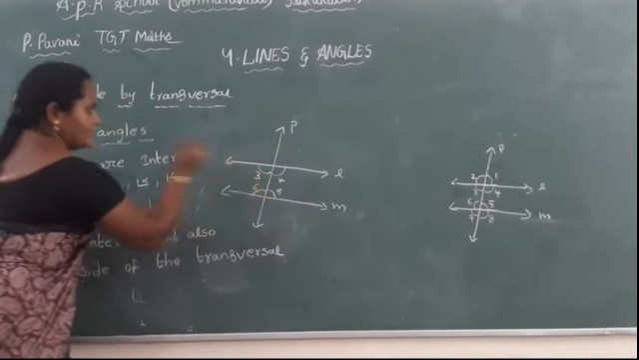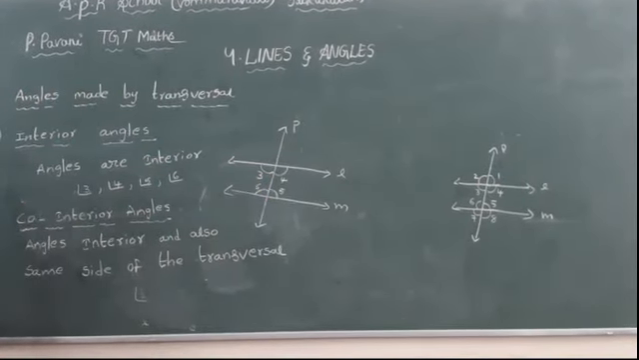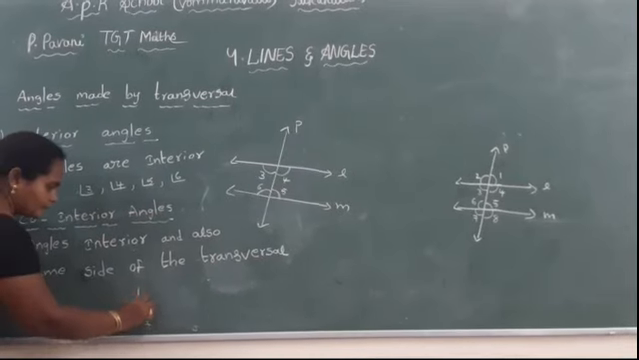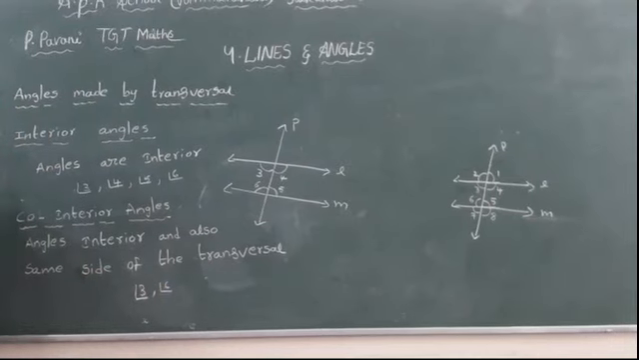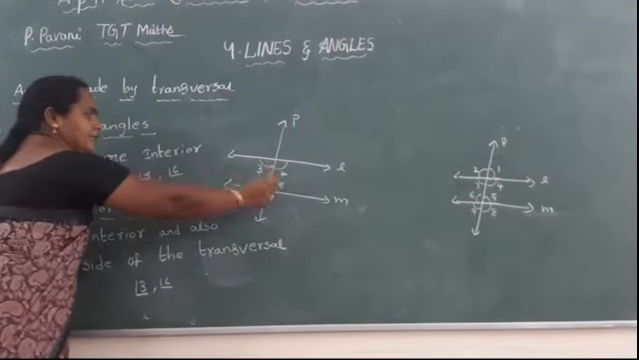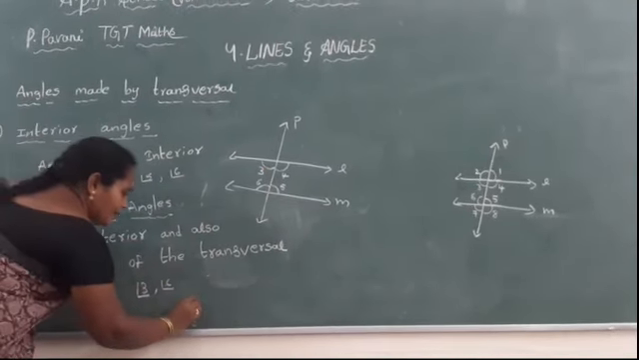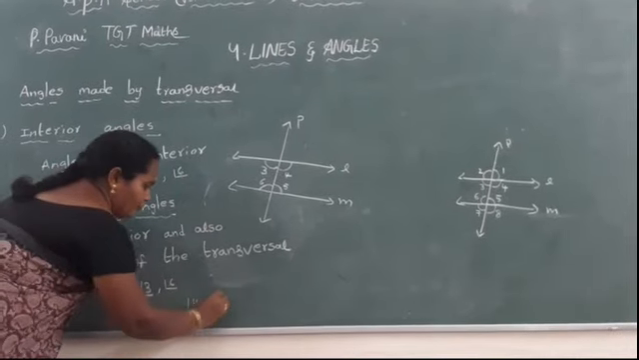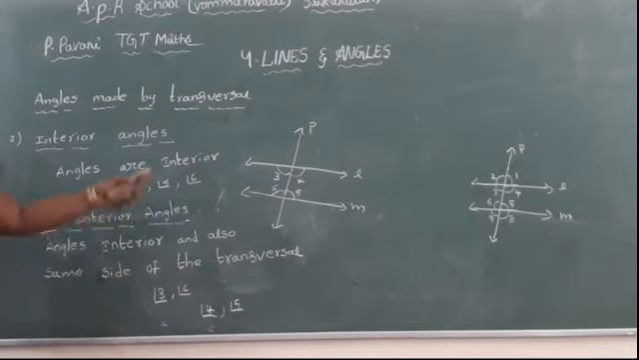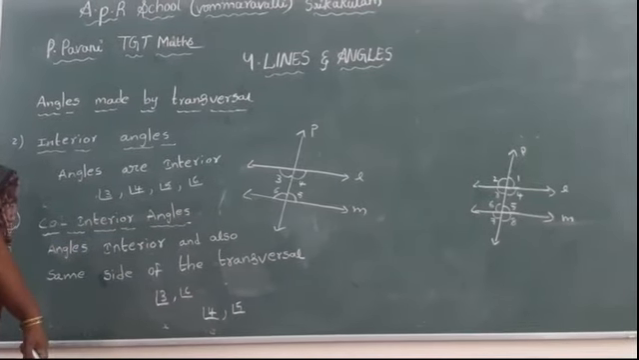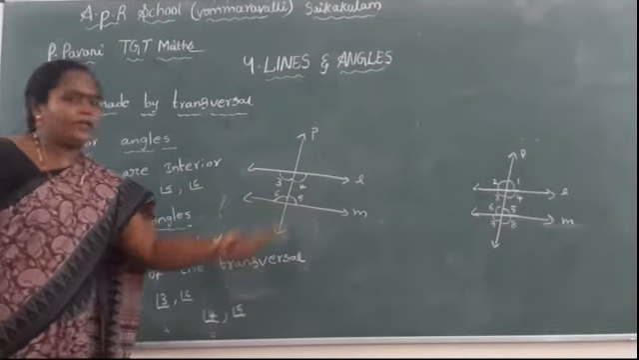Angle 3 and angle 6. Next one is angle 4 and angle 5. These are the co-interior angles.